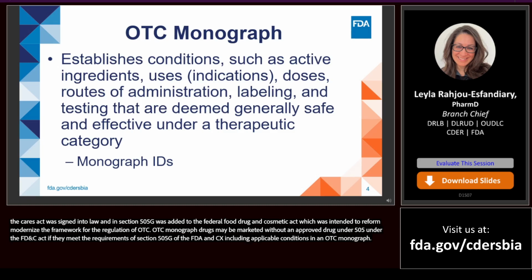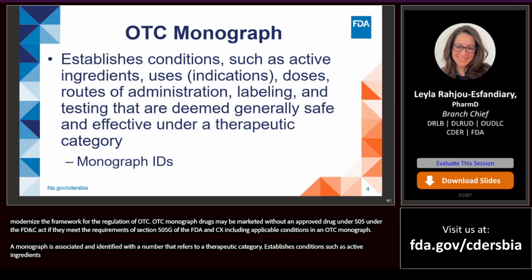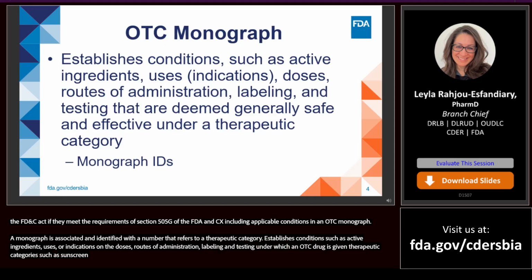A monograph is associated and identified with a number that refers to a therapeutic category. It establishes conditions such as active ingredients, uses or indications, doses, routes of administration, labeling, and testing, under which an OTC drug in a therapeutic category such as sunscreen or antacid is generally recognized as safe and effective for its intended use. A list of all current monograph IDs and the respective therapeutic categories is available online, and a link is provided at the end of this presentation.